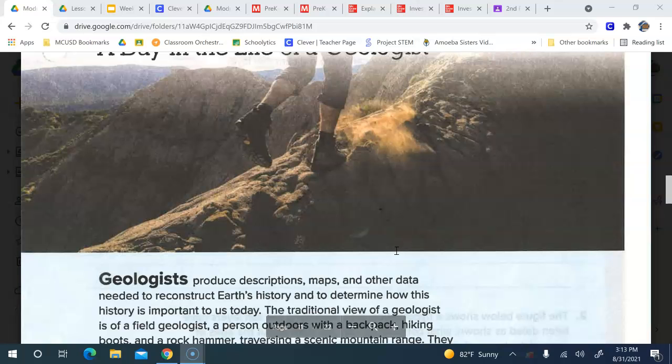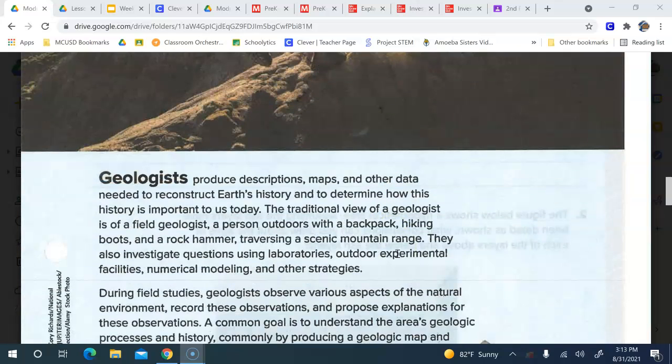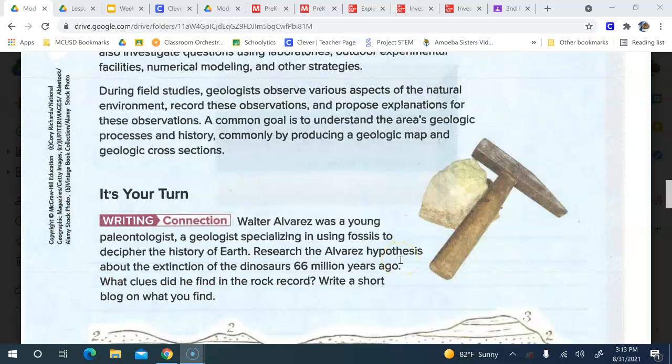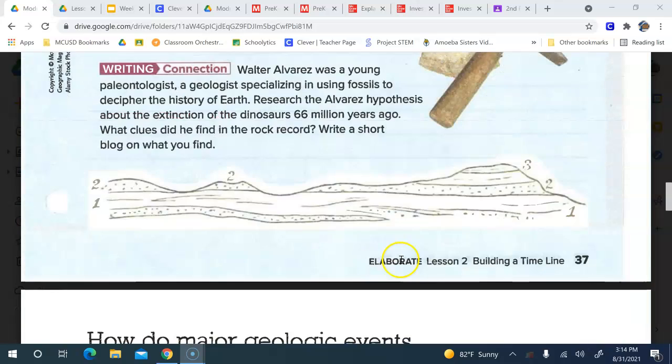So we're going to learn something about geologists. You're going to read this about geologists, and then you are going to write a short blog about the Alvarez hypothesis about the extinction of the dinosaurs 66 million years ago. You're going to have to do a little research on it. You're going to have to find things like what clues did he find in the rock record, and you're going to write a short blog on what you find. This is a minimum of 2 paragraphs with 5 sentences per paragraph.